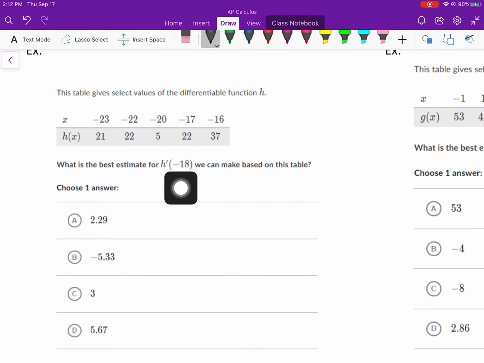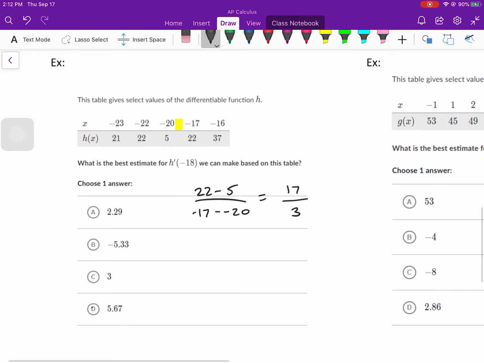Right here, what's the best estimate for h prime of negative 18? So once again, what's the derivative at negative 18? Just a different way they can ask it. So that would fall right in between here. Like I said, it's a little closer to negative 17, so there's a way we can weight that more in some other formulas. But we're just going to make it simple. Find the slope between those two. So that's going to be 17 over 3. 17 divided by 3 would be a little more than 5, right?